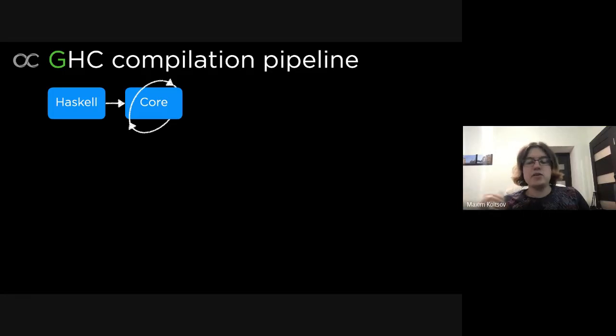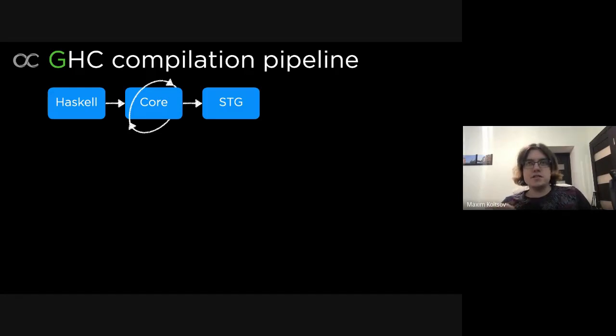And you can find a lot of materials on Core on the internet, a lot of talks and blog posts, because it often makes a lot of sense to look at how Core looks for your Haskell input code to understand what is going on. But this is not the final point. A program in Core, once optimized, is translated into another language called STG, which is a functional language as well, but a lot simpler than Core.